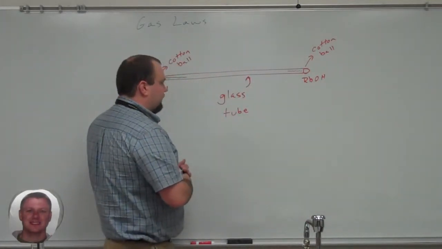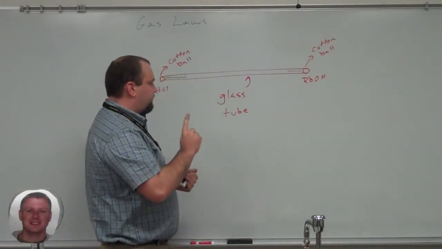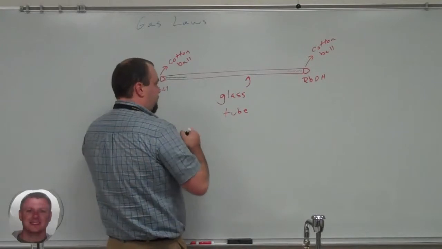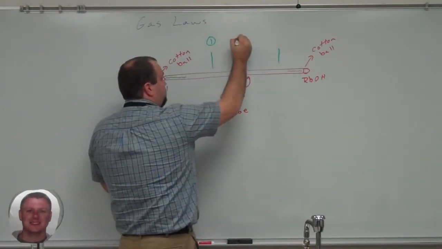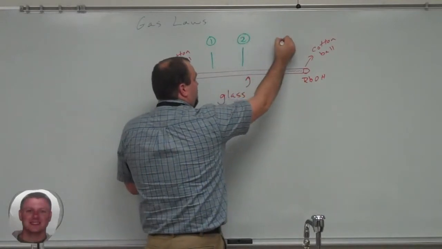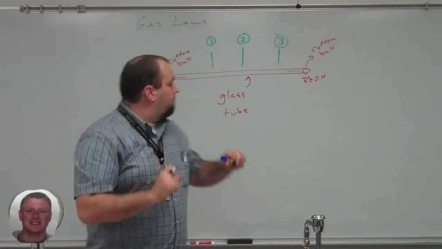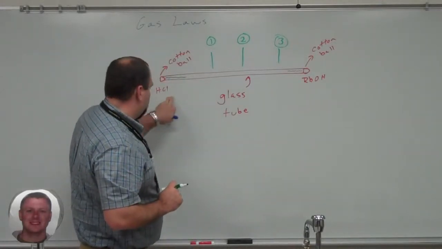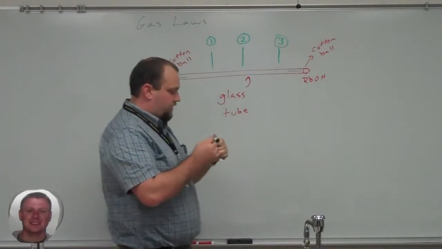Where do you think these two are going to meet? Pause the video. Do you think they're going to meet in spot 1? Do you think they're going to meet in spot 2 or spot 3? All right, pause the video, take a guess. Okay, spot 1 is clearly closer to HCl. Spot 2 is, we'll call it the middle. Spot 3 is closer to RbOH.